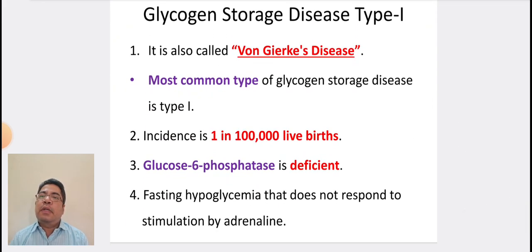Coming to glycogen storage disease type 1, it is also called von Gierke's disease. It is the most common type of glycogen storage disease. Incidence is 1 in 1 lakh live births. Glucose 6-phosphatase is deficient in this case. Fasting hypoglycemia that does not respond to the stimulation by adrenaline.